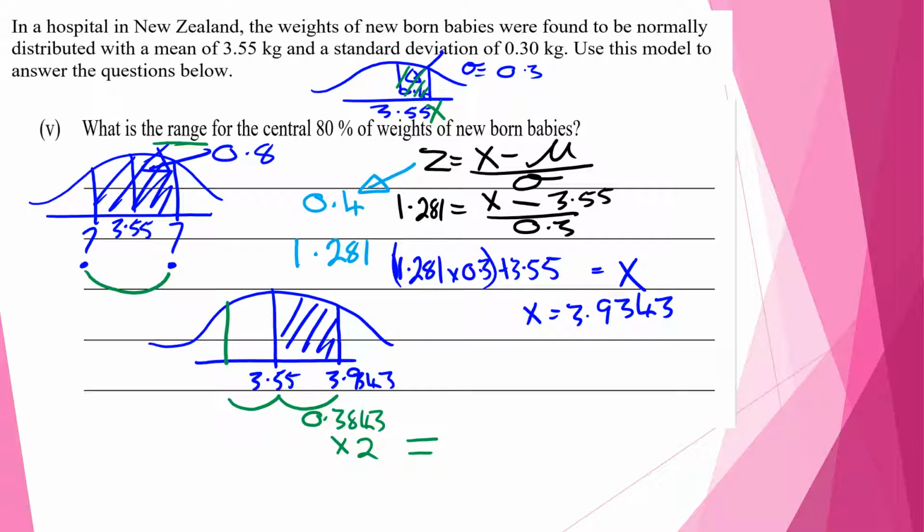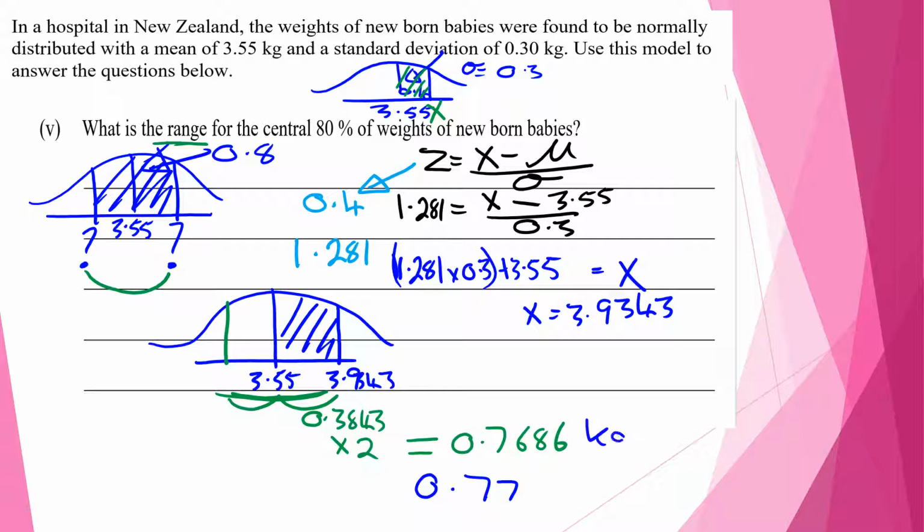What do we get? 0.7686. And that's the final answer. So our range, the gap between those two, is 0.7686. I noticed the answer schedule rounded it to 0.77, and that's perfectly fine. There's no worries at all.